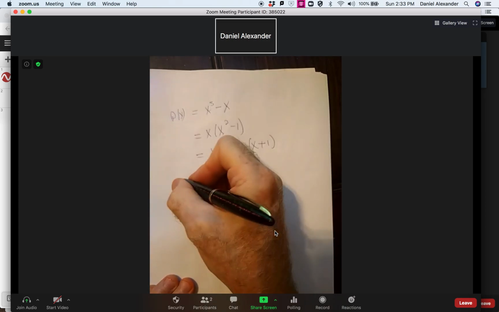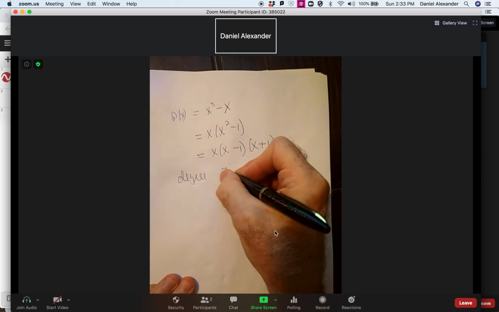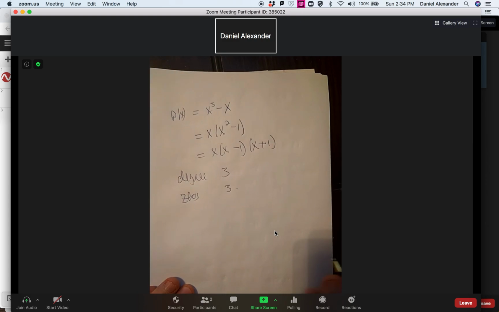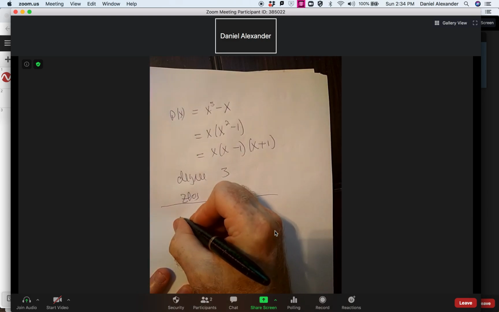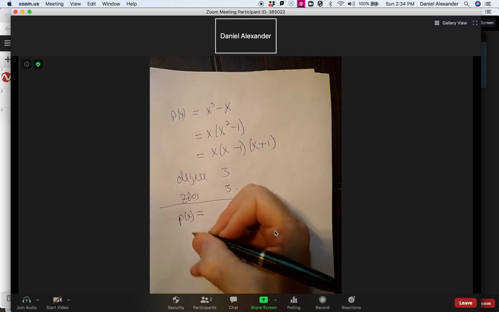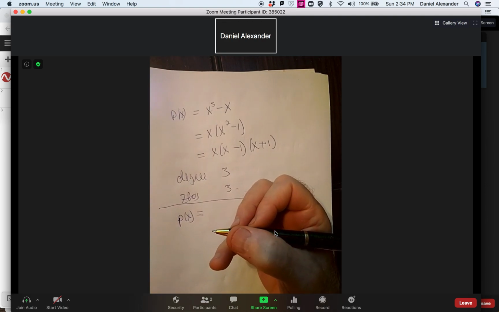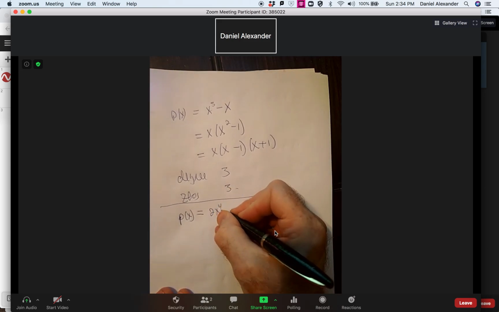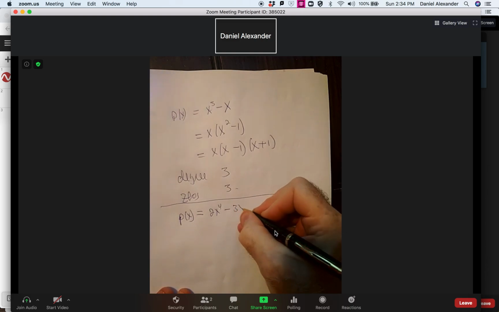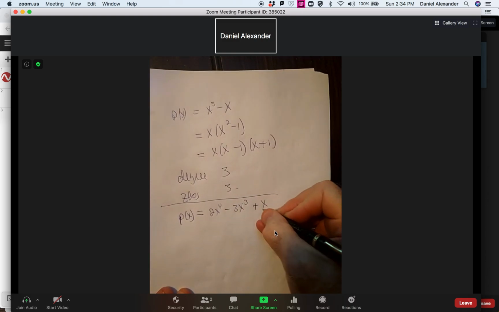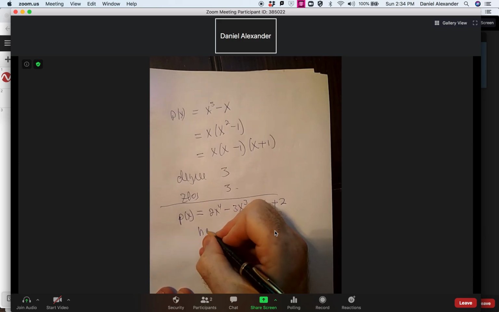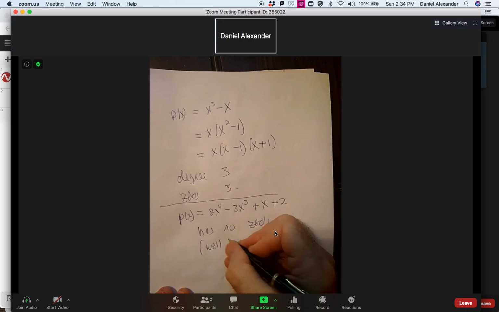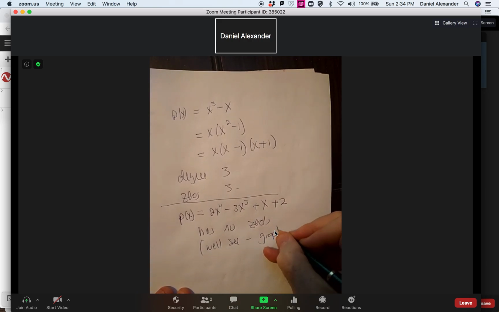And notice that the degree is 3, and the number of zeros is 3. Okay. One more example. We're going to look at this example later. Let me write it down. It's the one we started with. 2x^4 minus 3x^3 plus x plus 2 has no zeros. And we'll see this from the graph.